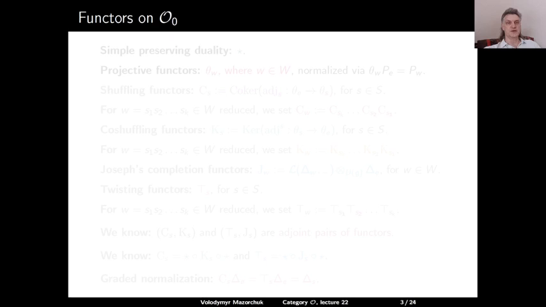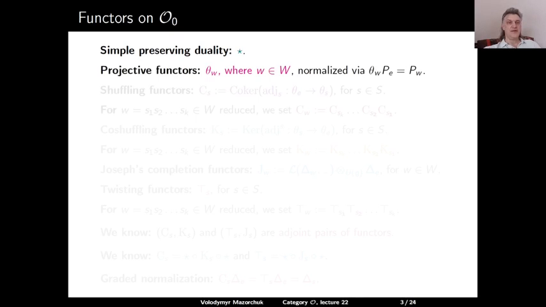There are many functors which act on the principal block O0. The first one is the simple preserving duality denoted by star. Then we have projective functors. Indecomposable projective functors are indexed by elements in W, and the functor theta W denotes the unique indecomposable projective functor, which sends PE to PW.